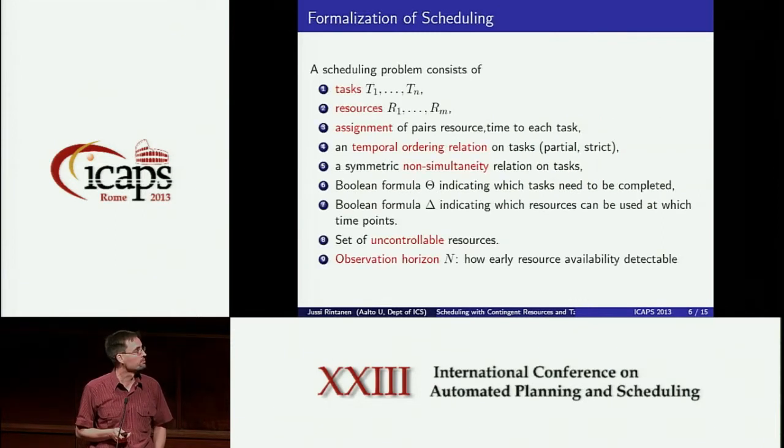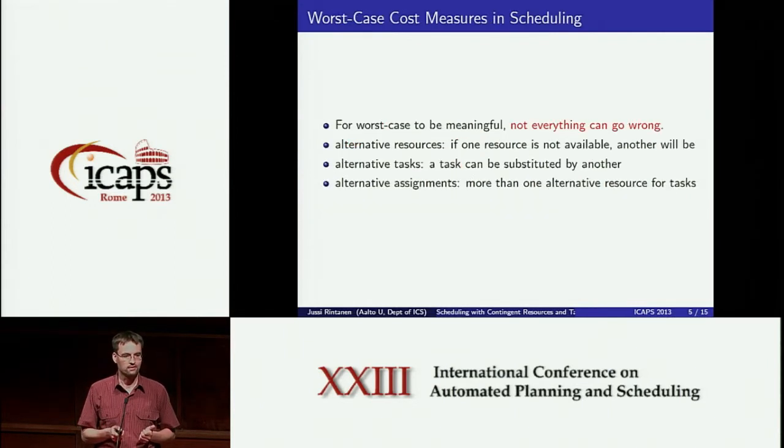Our formalization of scheduling is pretty general, and is supposed to include all kinds of standard job shop scheduling, open shop scheduling, and this kind of thing. So we have tasks and resources. Each task can be completed with certain resources in a certain time. We have a partial order relation on the tasks, telling what are the possible orders in which these tasks are completed, and there's a symmetric non-simultaneity relation on the tasks. So certain tasks, for example those belonging to the same job, cannot be taken simultaneously. And then there are, from the last slide, these alternative resources and alternative tasks.